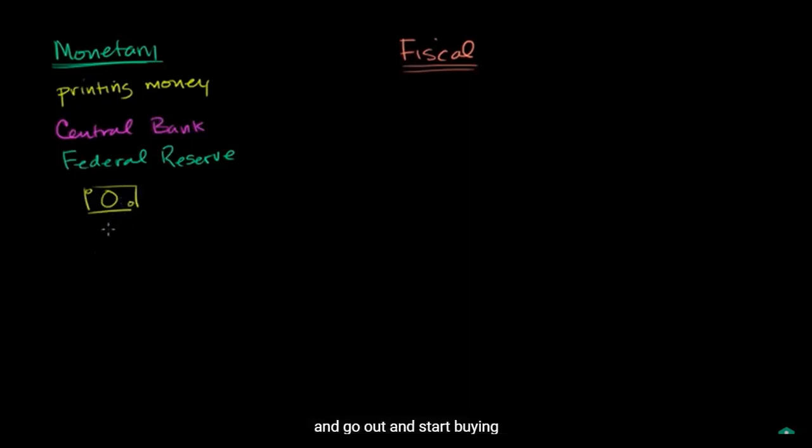And the way this affects the aggregate demand curve, the Federal Reserve doesn't just print money and go out and start buying things with that money. Well, it does buy things, but it doesn't go out and buy goods and services. What it does with this is it essentially lends it out. So it's essentially buying debt.